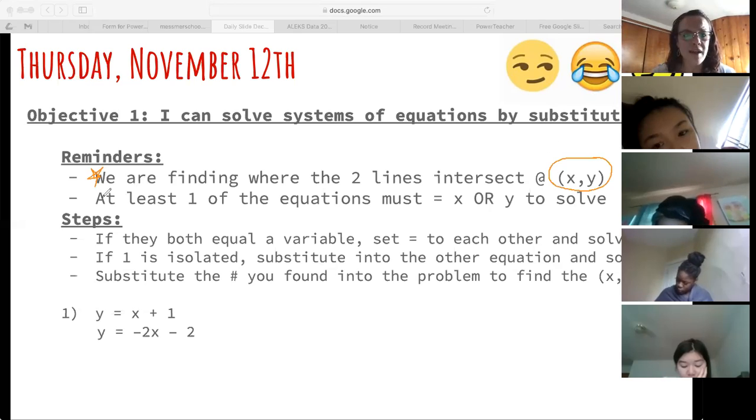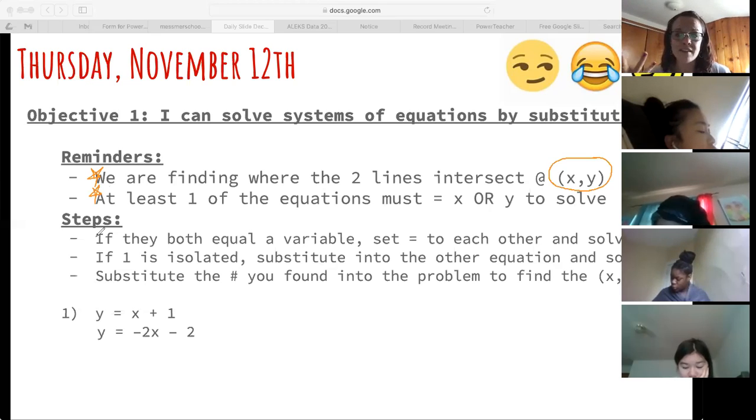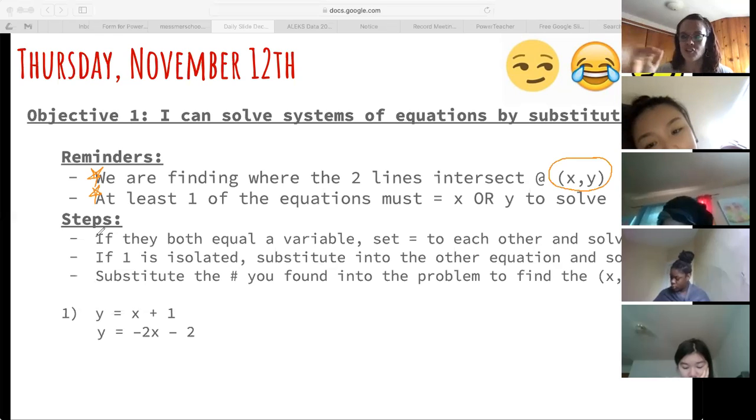When we substitute, at least one of those equations needs to be by itself. So either you need to have a y equals or an x equals. You can't do substitution unless you have one of the variables isolated. Okay, so you'll notice today that you'll at least have one variable isolated. With that being said, let's go over the steps. The problem is that there are a lot of different ways that the substitution can be presented. So I tried to just give you a checklist.